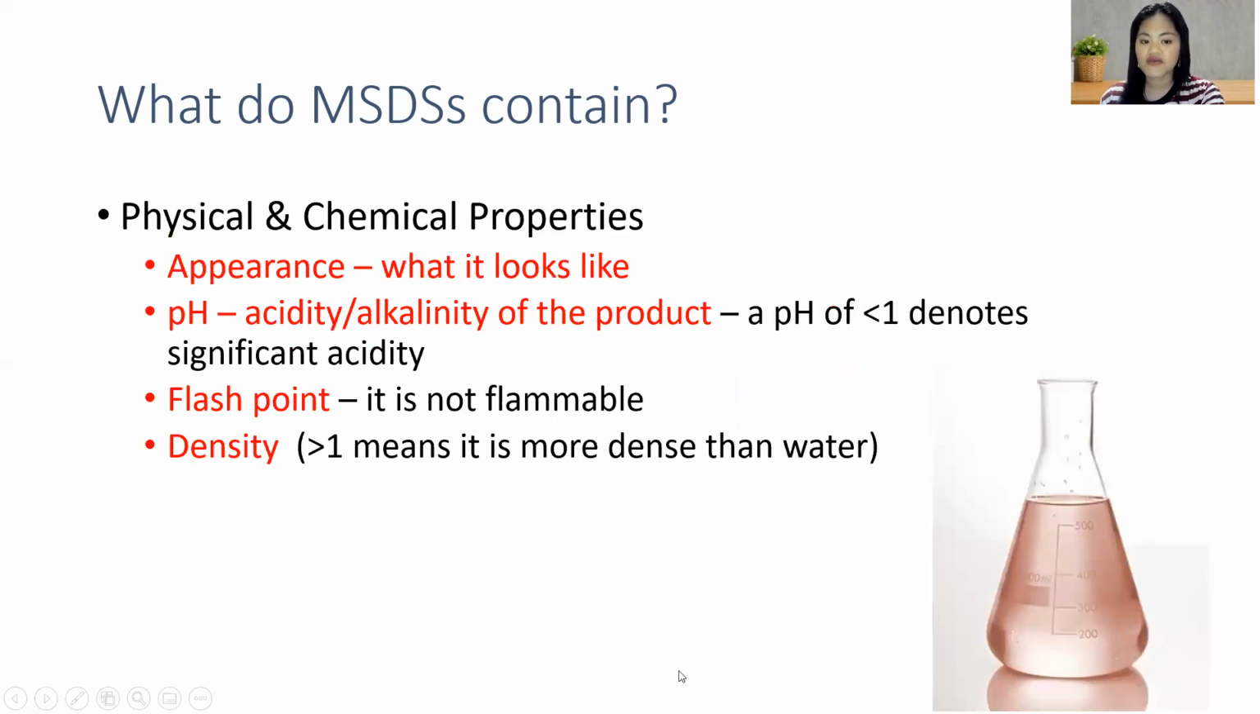It also contains the physical and chemical properties, the appearance of your product, so that when you check your chemicals from time to time, if it was really white in color and after 1 month it became yellow, maybe it is contaminated. So you have to remember the appearance of your chemicals.